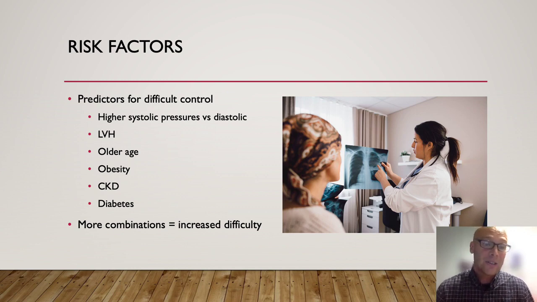Typically, anybody that has a higher systolic pressure versus a diastolic pressure, those patients sometimes will have a more difficult time controlling their blood pressure. So you may give them a medication and their systolic pressure does not come down as much as you would like it to, where it's a little bit easier sometimes with a diastolic pressure. Patients that have an underlying left ventricular hypertrophy, so they have that thicker muscle on the left side of the heart, are often more difficult to control.